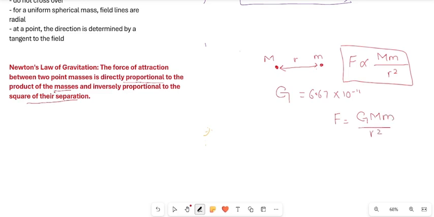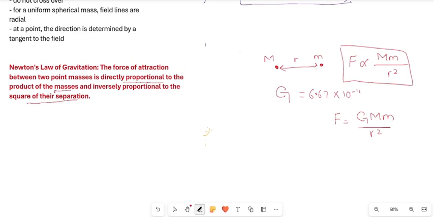over R square. One thing I would love to mention here that is usually confused by a lot of students: the R here is not just the radius. The R here is the distance between two planets including their radius. Oftentimes students think that it's just the radius, they take that distance, they put that, and they get the wrong answer. But here it is separation.